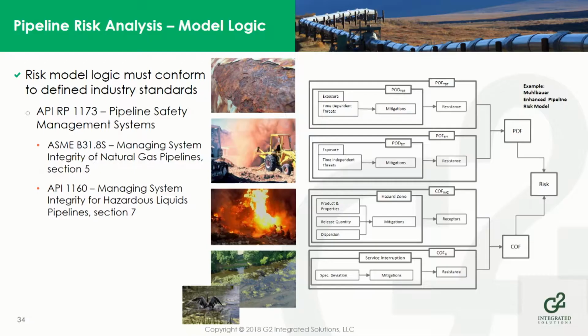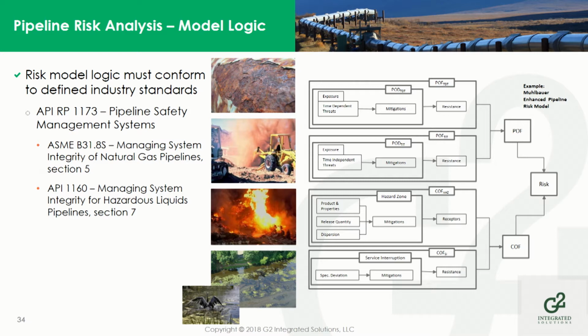And by understanding those threats, operators can craft prevention and mitigation programs to curtail those threats, as well as select appropriate assessments to inspect the pipeline. Now, the pipeline risk analysis algorithms that operators use are industry standards driven and generally consist of 2 main components. Total risk is usually a combination of probability of failure and consequence of failure.